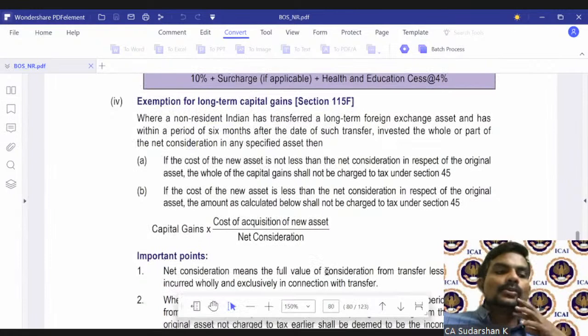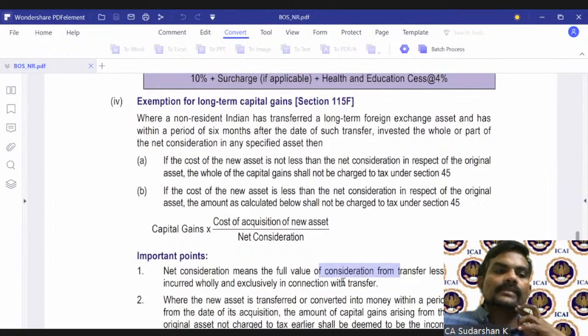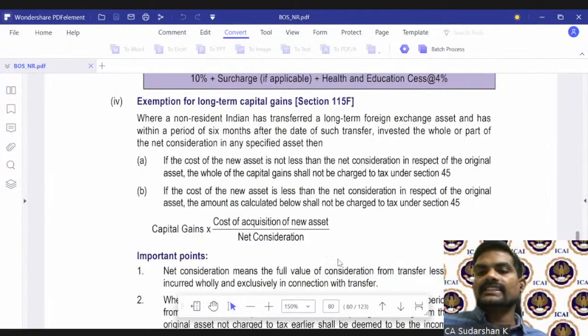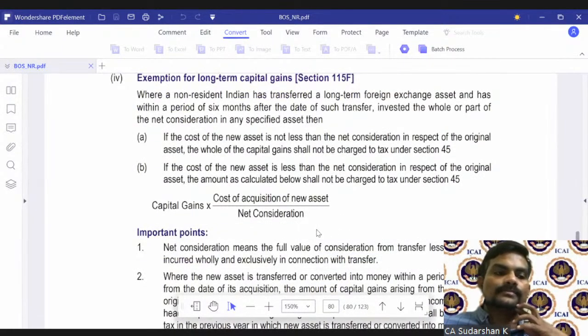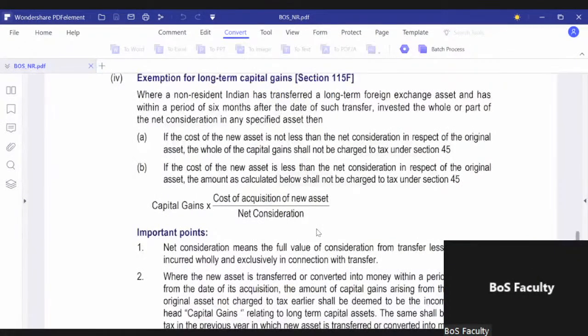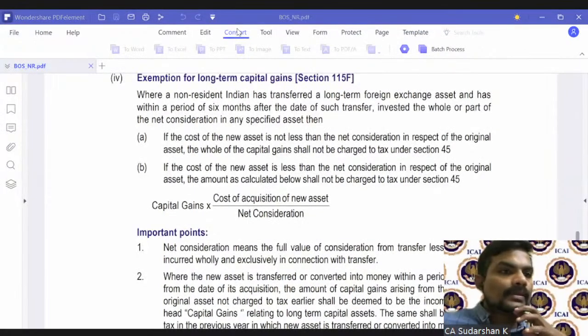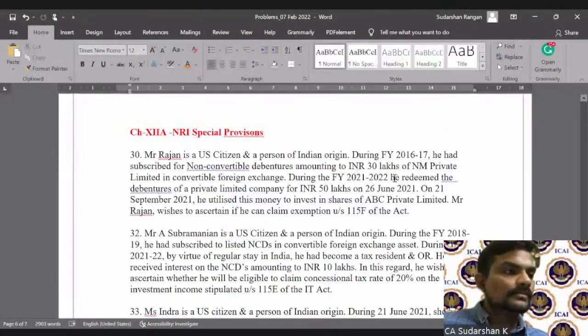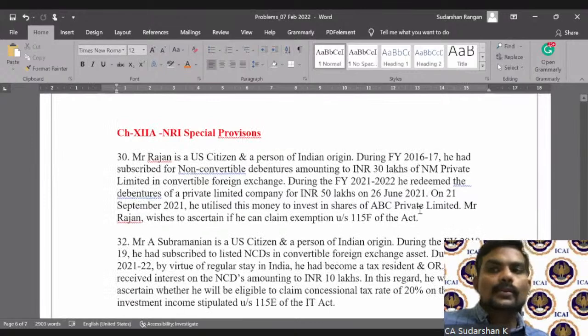And what do you mean by net consideration? Net consideration means the value of consideration from transfer less expenditure incurred in connection with transfer. That can be deducted. Now, with this basics, I think we will try to look at few situations to better understand Chapter 12A. Go back to the problem sheet. Let's look at question number 30.